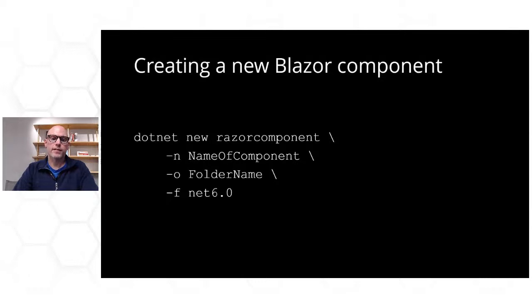And to create components in Blazor, you can also do that from the command line if you want to. .NET new razorcomponent and specify the name, the folder, and the framework. You don't have to use the .NET tooling to create new components. It's just a file with a Razor file extension. So it's super easy to do that in your editor as well.